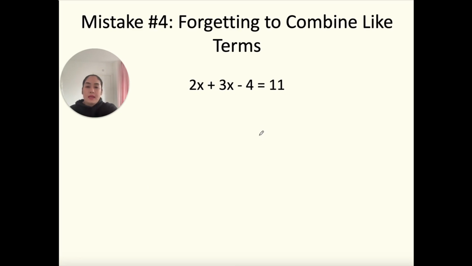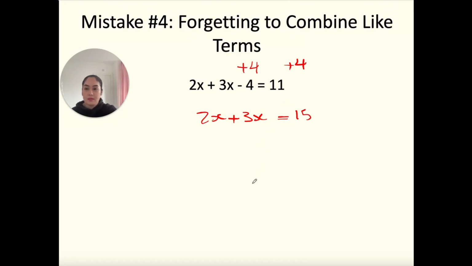Next mistake would be forgetting to combine like terms. Very, very common mistakes. Common mistake would be, okay, first thing we're going to do is to isolate the x. We're going to do the inverse operation and add 4 to both sides. So we're going to be left with 2x plus 3x is equal to 15.